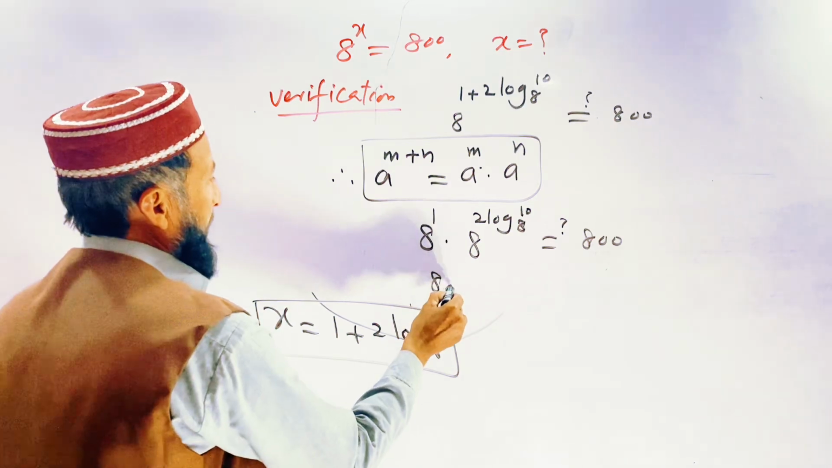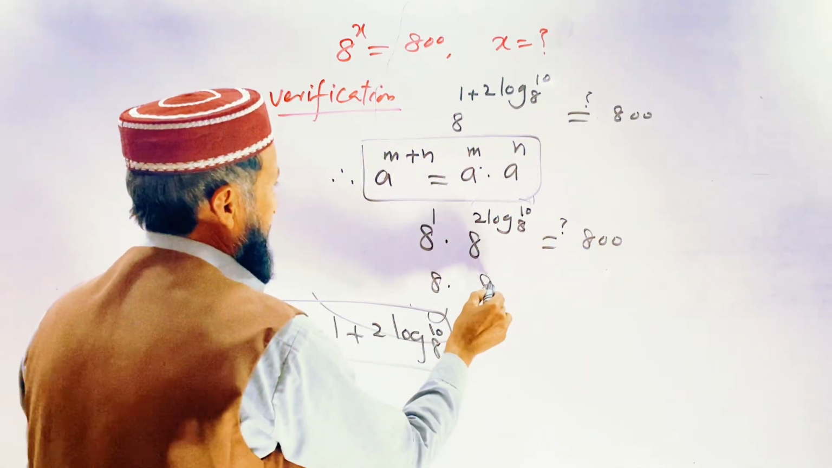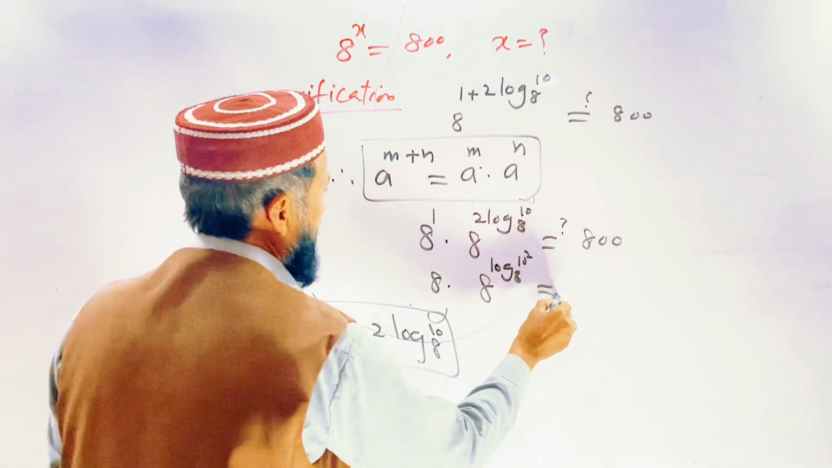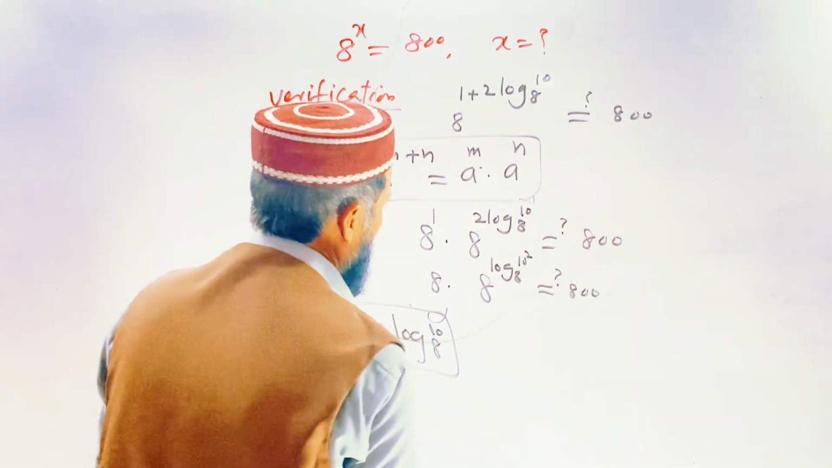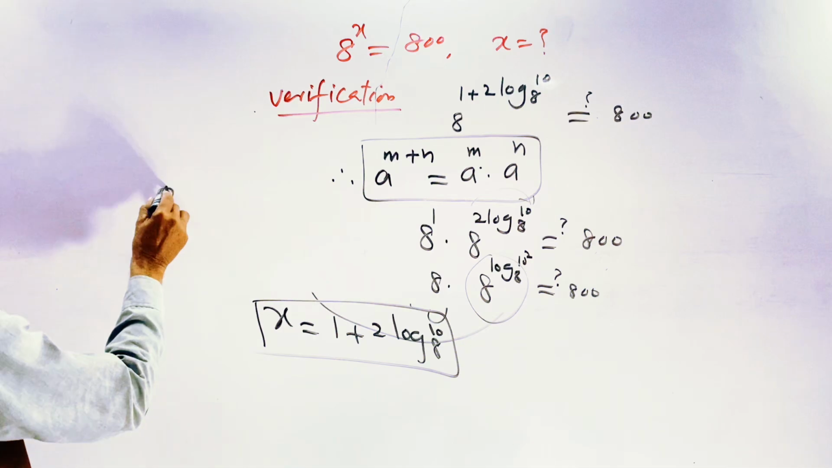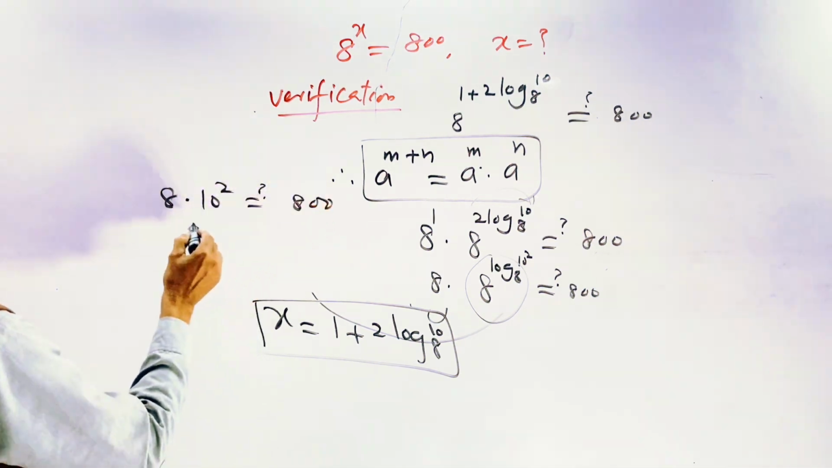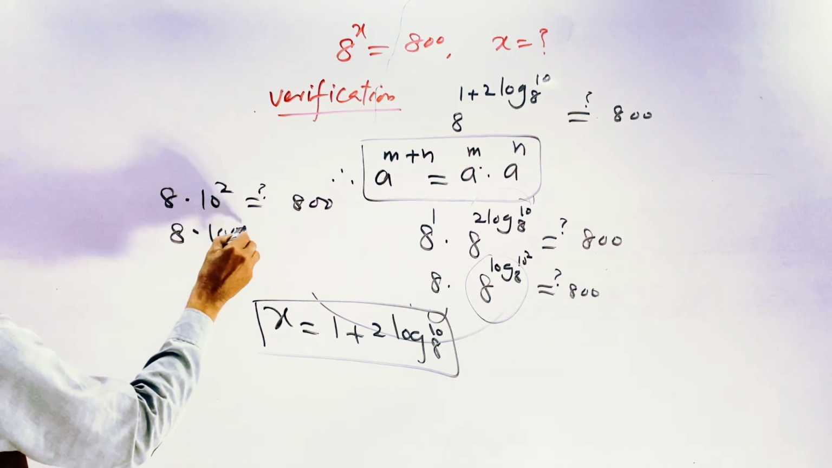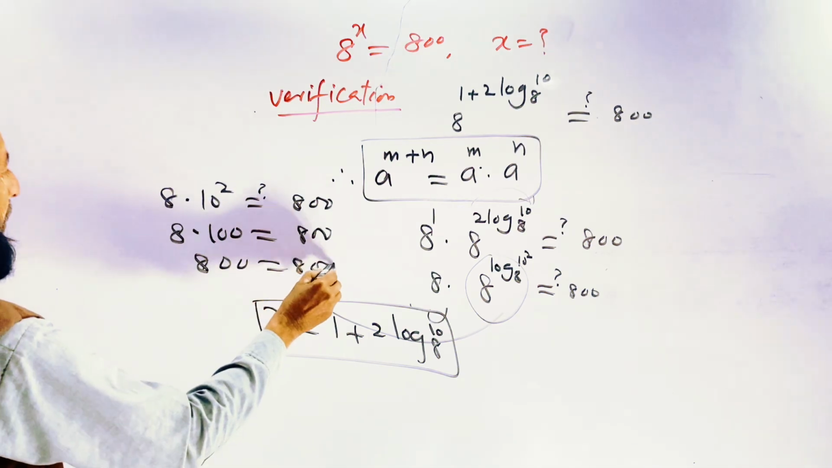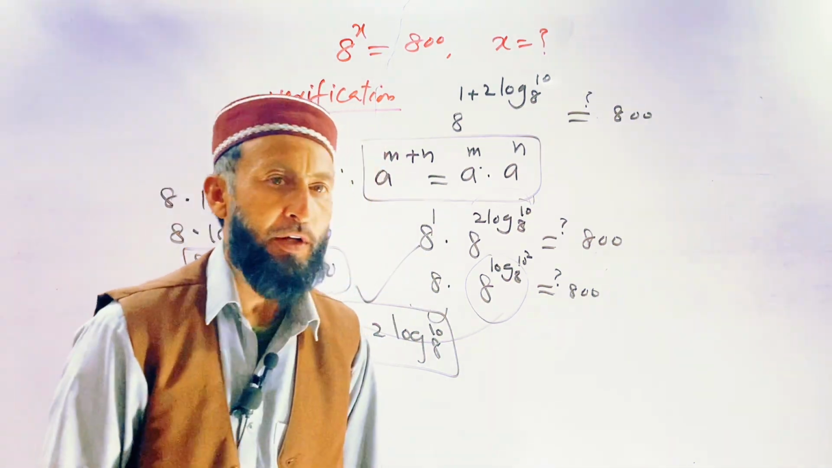Again, we can apply the power rule. This 2 will be moved inside: 8 exponent of log of 10 squared to the base 8. So this result is equal to 10 squared remaining, so 8 and 10 squared, is it 800? This will be 8 multiplied by 100. So we get 800 is equal to 800. So our answer is correct. x is equal to 1 plus 2 log of 10 to the base 8.